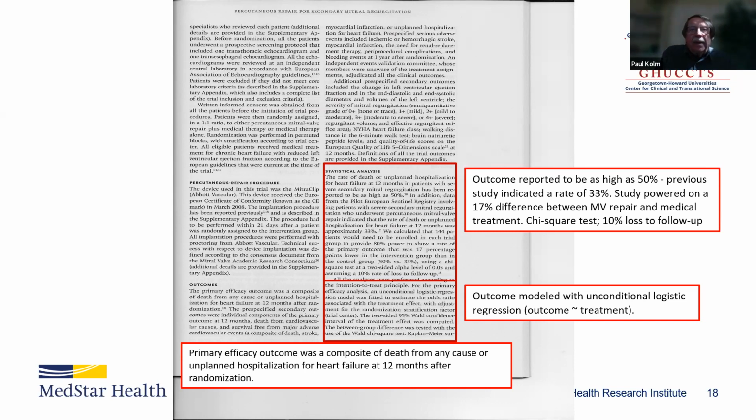And then in addition to doing the logistic regression, they do a survival analysis. So the difference here is that they're looking at the outcome, death or hospitalization for heart failure within 12 months, is just yes or no. But then they're also going to do an analysis where they actually look at the time to hospitalization, which is the Kaplan-Meier analysis. So we're going to focus primarily on the logistic regression model here.